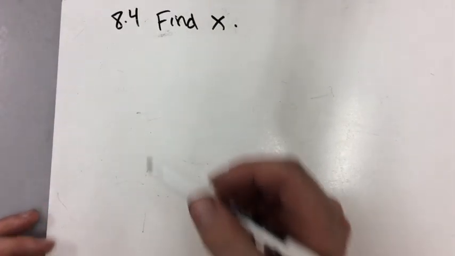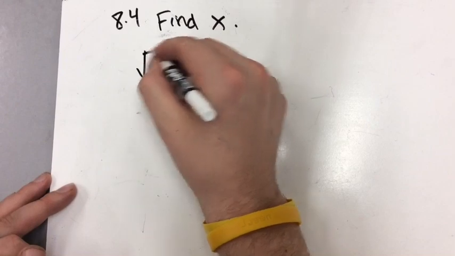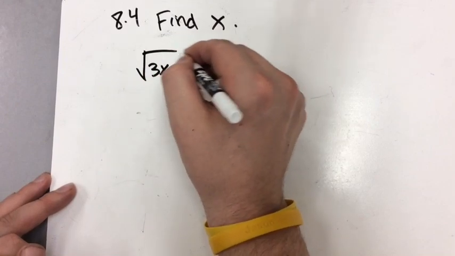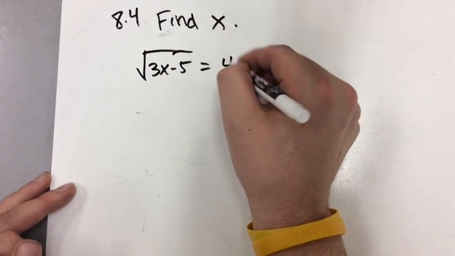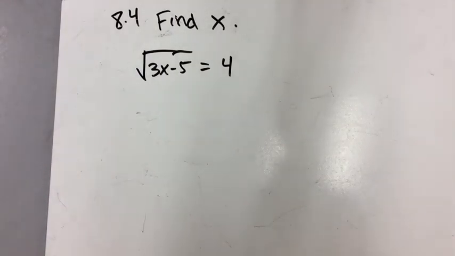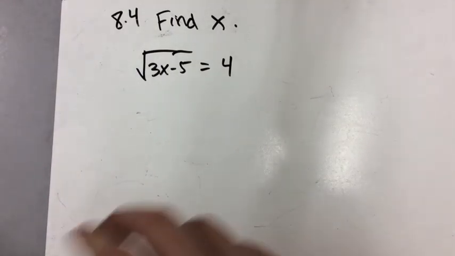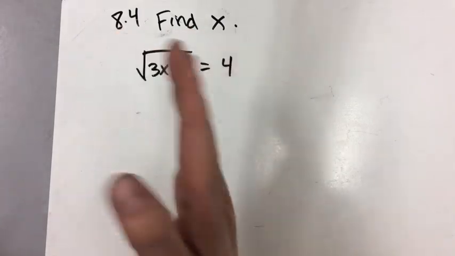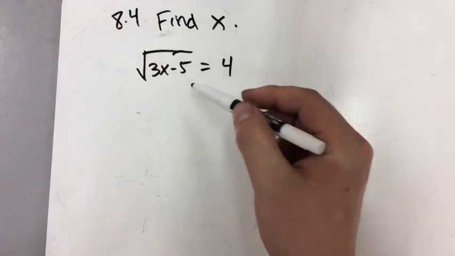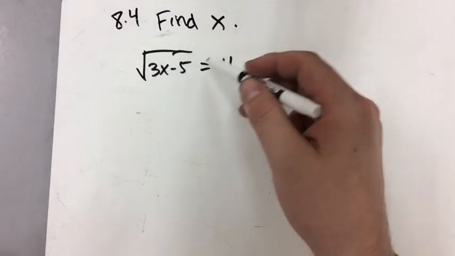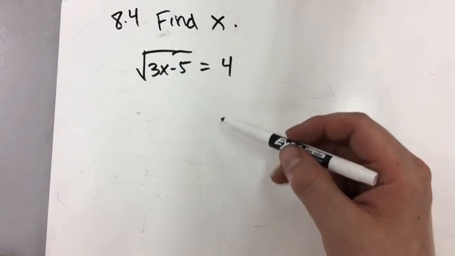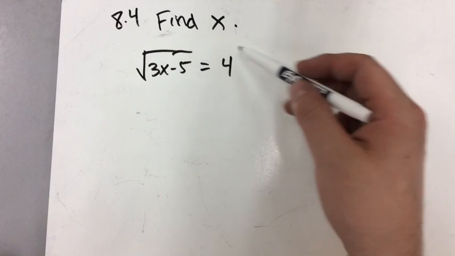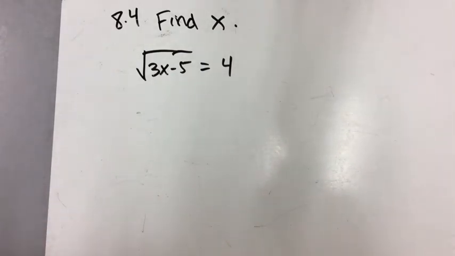And this is how it works. Let's just take a look at some examples because I think that's the easiest way to do this. The first thing you want to do is make sure that whatever is underneath the radical, along with the radical, is all on one side of the equation. So notice how the radical is on the left and then the rest of the equation is on the right. For this equation, all we're talking about is 4 being over here on the right.